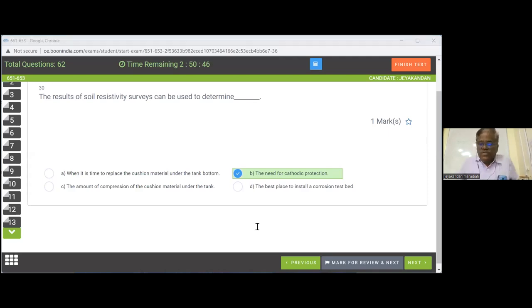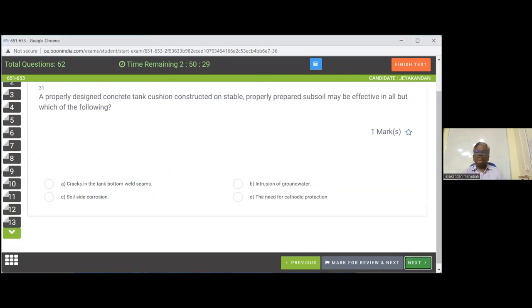Right. So we'll continue where we left off. The question: the results of soil resistivity can be used to determine the need for cathodic protection. Yeah, that is where we left off actually. Okay. Next question.